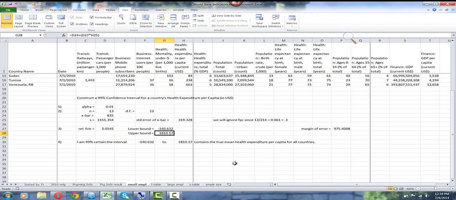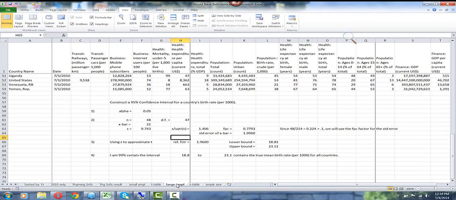So that's a small sample confidence interval for a mean. And then we'll do a large sample confidence interval. But just, again, follow the 4 steps here, and if you create that structure, you should do just fine.